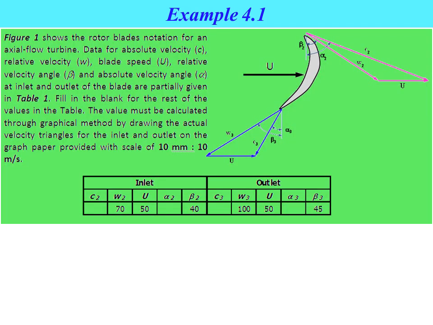Example 4.1. Figure 1 shows the rotor blades notation for an axial flow turbine. Data for absolute velocity C, relative velocity W, blade speed U, relative velocity angle beta, and absolute velocity angle alpha at the inlet and also outlet of the blade are partially given in Table 1. Fill in the blank for the rest of the values in the table. The values must be calculated through the graphical method by drawing the actual velocity triangle for the inlet and outlet on the graph paper provided, with a scale of 10 mm to 10 meter per second.